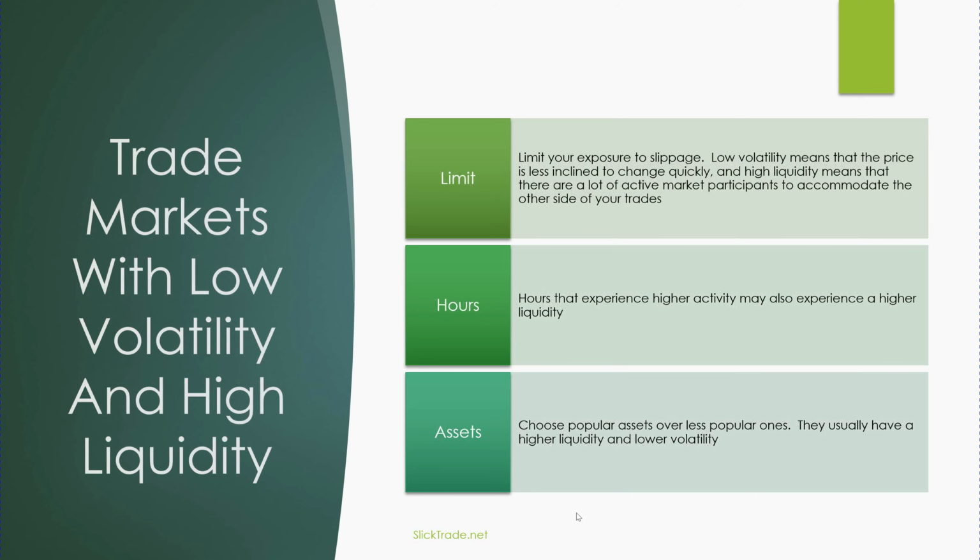Trade markets with low volatility and high liquidity. Limit your exposure to slippage. Low volatility means that the price is less inclined to change quickly, and high liquidity means that there are a lot of active market participants to accommodate the other side of your trades. Hours that experience higher activity may also experience higher liquidity. Choose popular assets over less popular ones. They usually have higher liquidity and lower volatility.